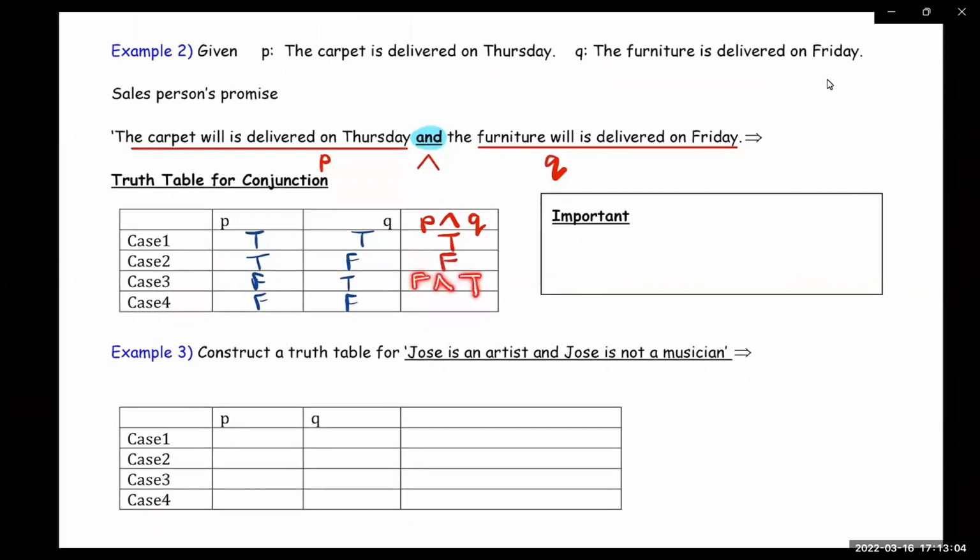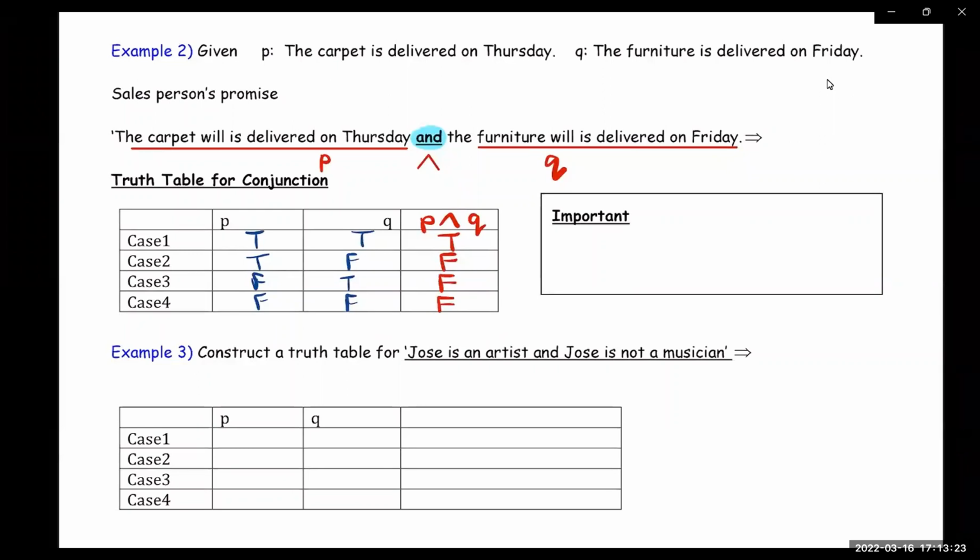That's also false, right? Because they both have to be true. And then the last one is false and false. So that is also false, because they both have to be true in order for the conjunction to be true. So that's pretty much it for this one.